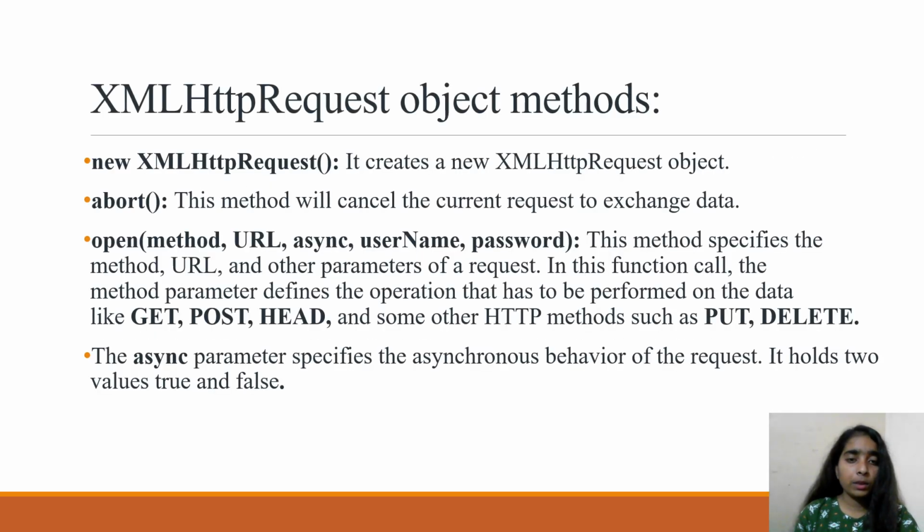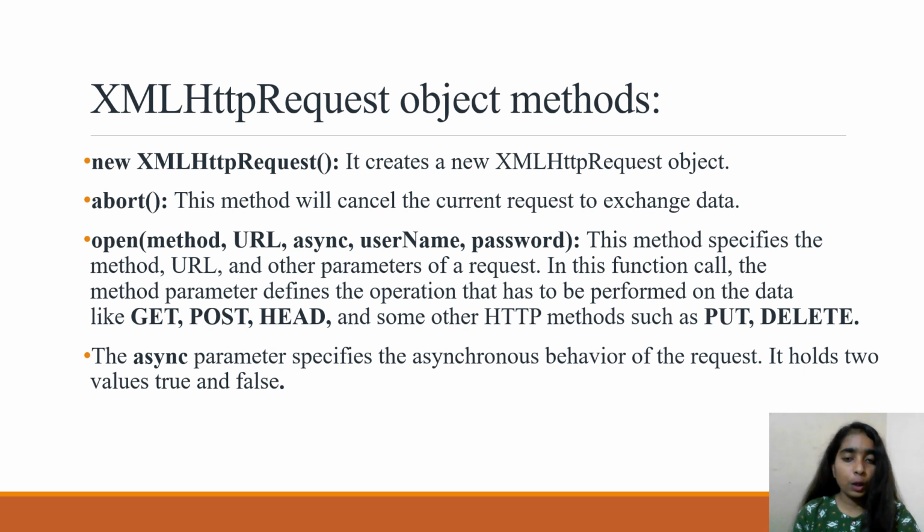XML HTTP request object methods include new XML HTTP request, which creates a new XML HTTP request object. Abort: this method will cancel the current request. The open method takes method, URL, async, username and password. This method specifies the method, URL and other parameters of a request.